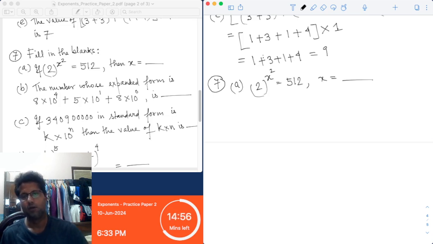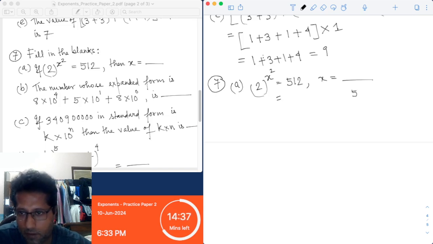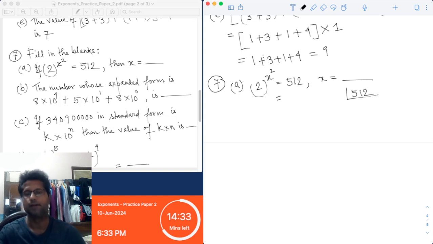In this kind of problem, we see the left hand side is an exponential form where the base is 2 and the exponent is x square. So we have to convert the right hand side, 512, into exponential form where the base is 2, that is, a power of 2. So let's see if we factorize this, what do we get?